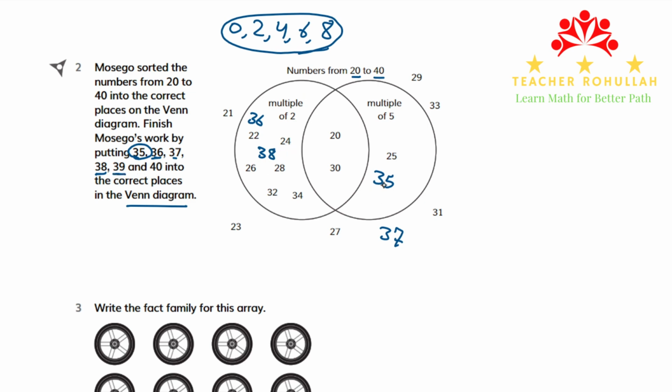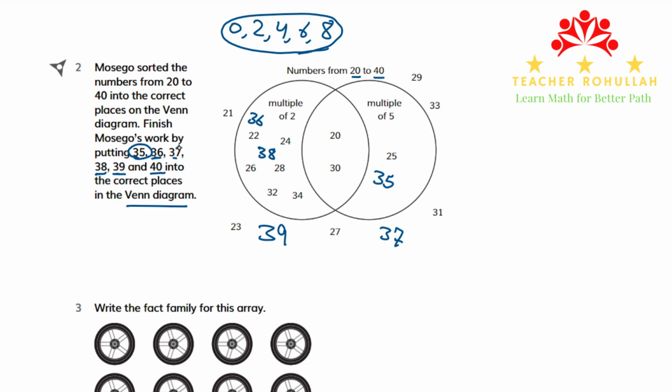39 is not a multiple of 5, and it is not a multiple of 2 as well. So 39 is put outside the Venn diagram. But 40 is both a multiple of 2 and a multiple of 5.